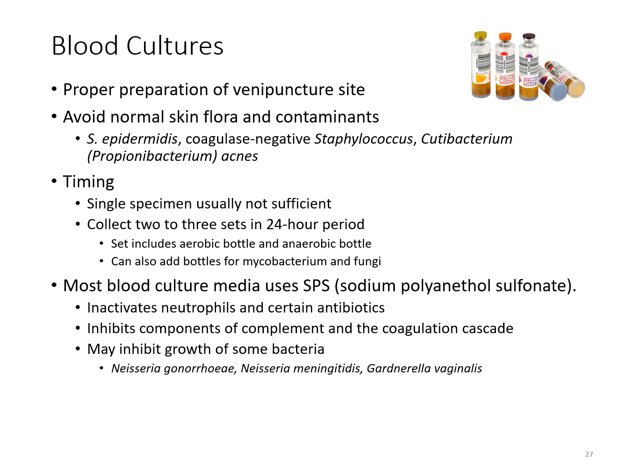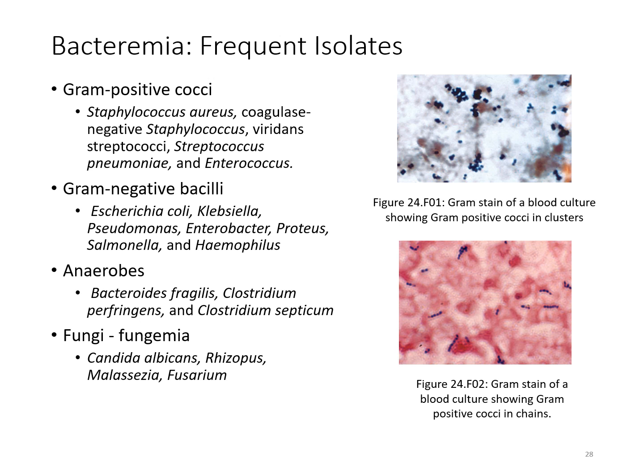Most of your blood cultures are going to use that SPS, which will inactivate your neutrophils and antibiotics and then inhibit various components of that complement or coagulation cascade from taking place. And it can also inhibit the growth of some of your bacteria. So this is why if you suspect particular organisms, you might need to do a particular bottle or special things to kind of enhance the growth of those organisms. So your bacteremia can be a result of gram-positive cocci, gram-negative bacilli, anaerobes, and fungi.